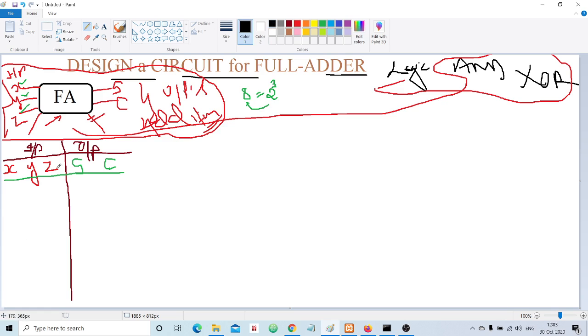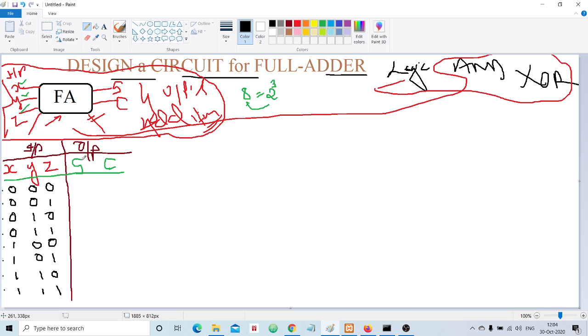Now we shall write all the 8 combinations. The first combination is X is 0, Y is 0, Z is 0. The second combination is X is 0, Y is 0, Z is 1. Similarly 0, 1, 0, then 0, 1, 1, then 1, 0, 0, then 1, 0, 1, then 1, 1, 0, then 1, 1, 1, and verify whether we have written all the 8 combinations: 1, 2, 3, 4, 5, 6, 7 and 8, right?